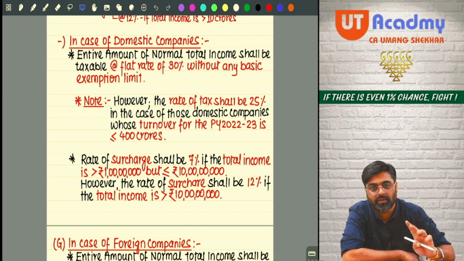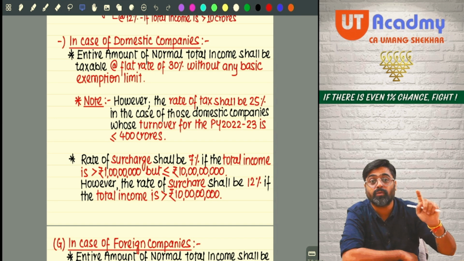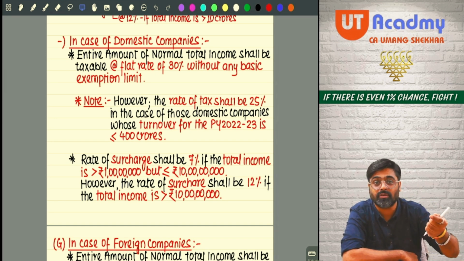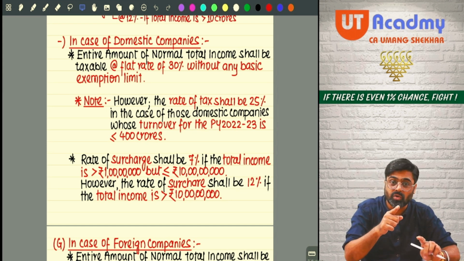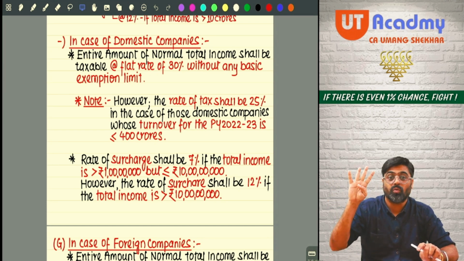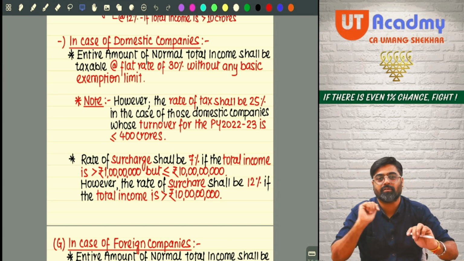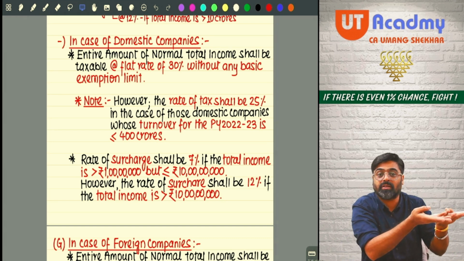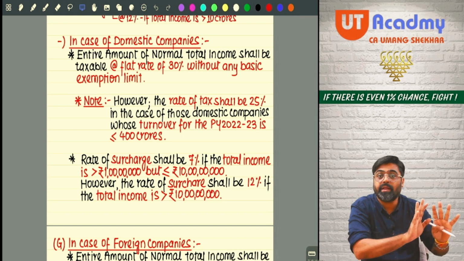But this 30% will be taken as 25%. You will not be charged at 30%. You will be charged at only 25%, if the turnover for the previous year 22-23 was 400 crores or less. Then in this year your tax rate will not be 30%, it will be 25% only.